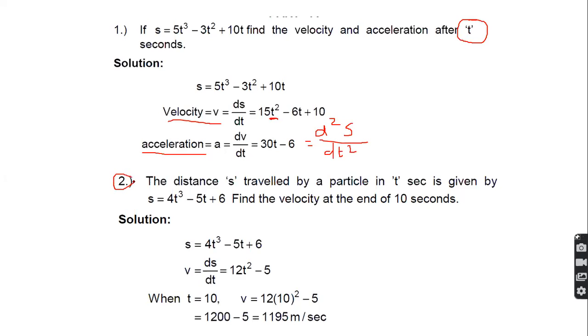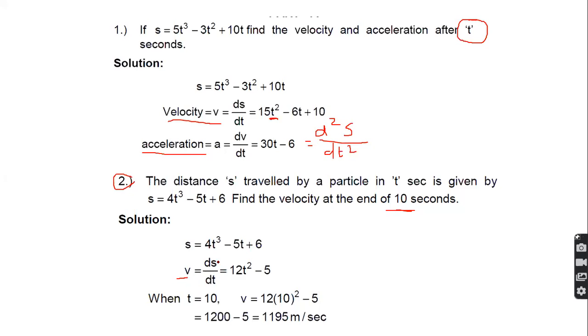In the second example, the distance s traveled by the particle in time t seconds is given by s equal to 4t cube minus 5t plus 6. Find the velocity at the end of 10 seconds. That is, s equal to 4t cube minus 5t plus 6, v equal to ds by dt. So v means velocity here.